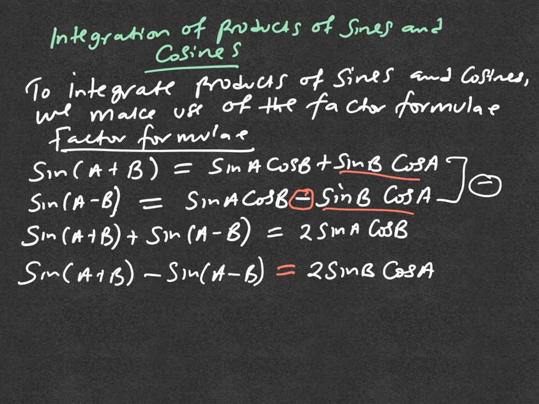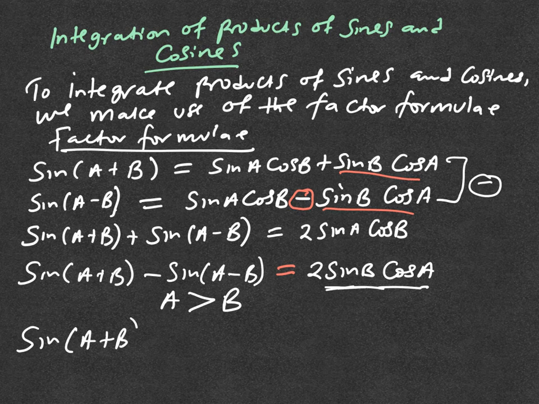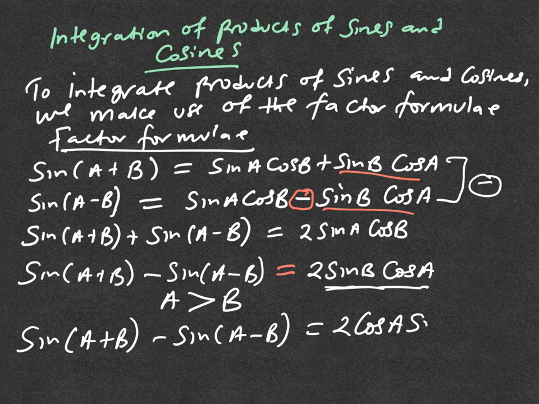Now since angle A is more than B, we prefer to begin with A's, and then B's follow. So I write sine of A plus B minus sine of A minus B as 2 cos A sine B. Angle A is more than angle B, so it is a more convenient way of recording the factor formula.